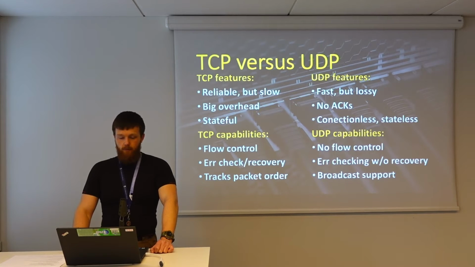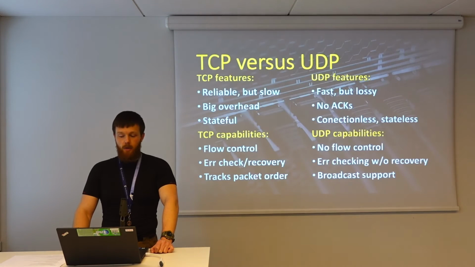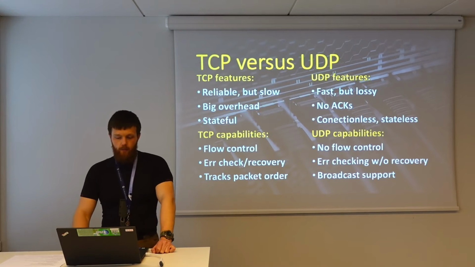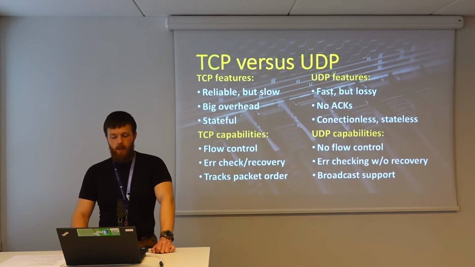It doesn't have any connections, it doesn't track connection states, it doesn't have acknowledgements, and that's why it's so fast. Also, as I said, TCP does flow control, while UDP does not do any flow control. And TCP does both error checking and error recovery. UDP does error checking, but it cannot recover. It means you are able to detect errors and drop those erroneous packets, but you will not be able to recover as well as with TCP.